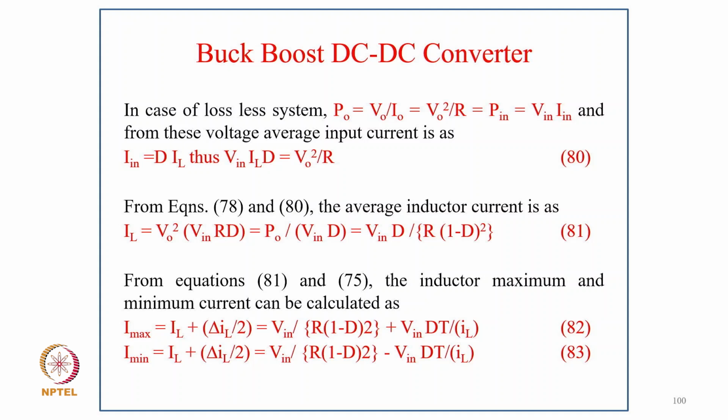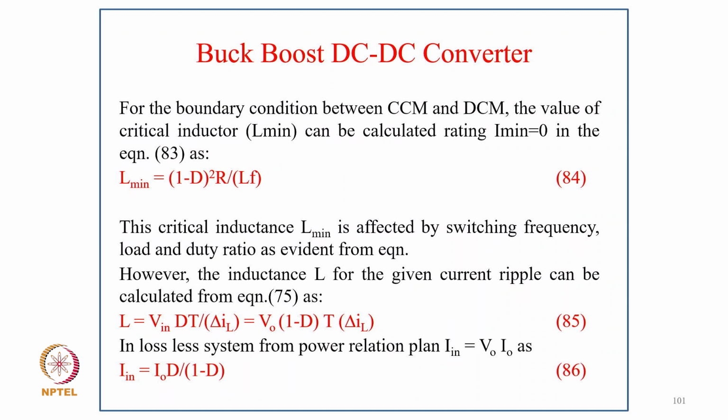So from this equation, the inductor maximum and minimum current can be defined as Imax equal to IL plus delta IL/2, so Imax equal to Vin D/(R (1 minus D) squared) plus Vin DT/(2L), or Imin equal to IL minus delta IL/2, that is Vin D/(R (1 minus D) squared) minus Vin DT/(2L). So for the boundary condition between CCM and DCM, the value of the critical inductance can be calculated by setting Imin equal to 0. So Lmin equal to (1 minus D) squared R/(2f). This critical inductance is affected by switching frequency, load and duty cycle, as is evident from this equation.